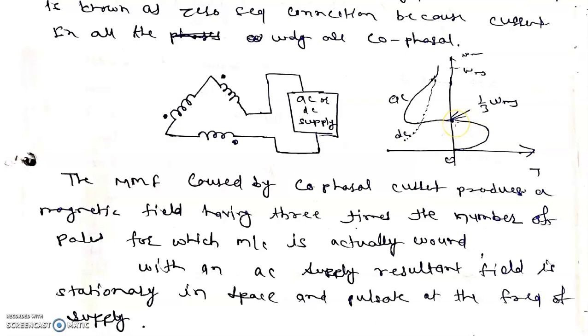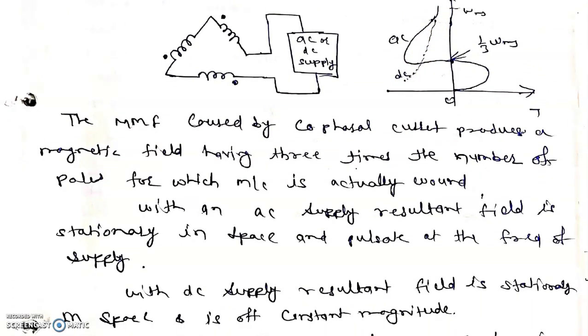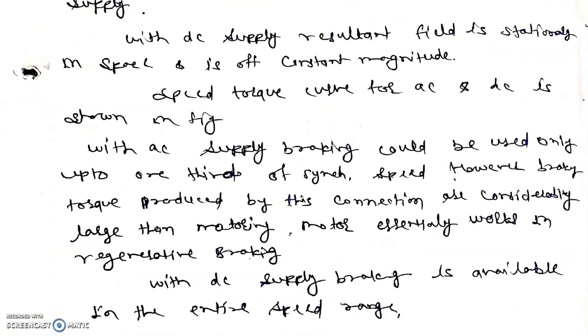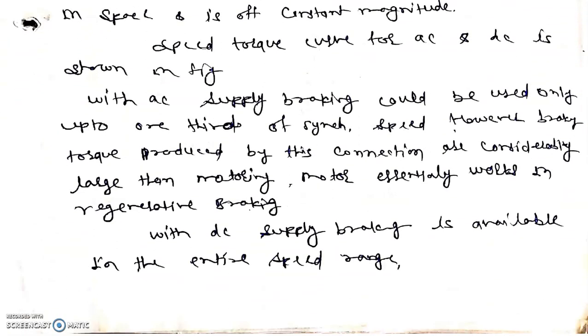When we connect the AC supply, up to one third of synchronous speed we can use it as a braking mode. After this, it comes into the motoring mode. In case of DC supply, the entire range can be used as a dynamic braking mode. So with AC supply, braking can be used only up to one third of synchronous speed. However, the braking torque produced by this connection is considerably larger than the motoring torque, essentially working like regenerative braking. With DC supply, braking is available in the entire speed range.